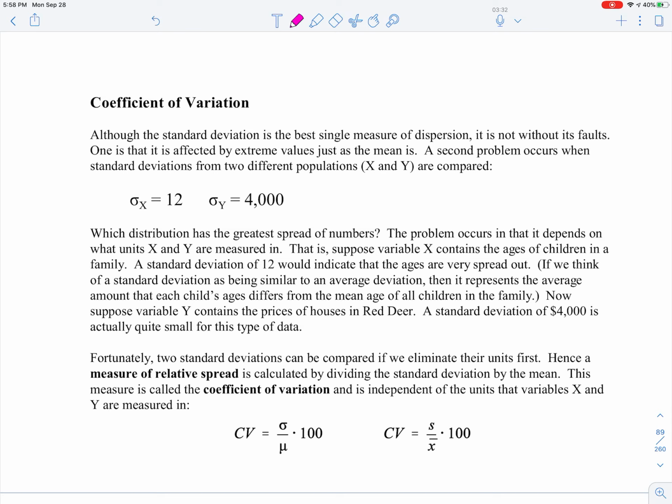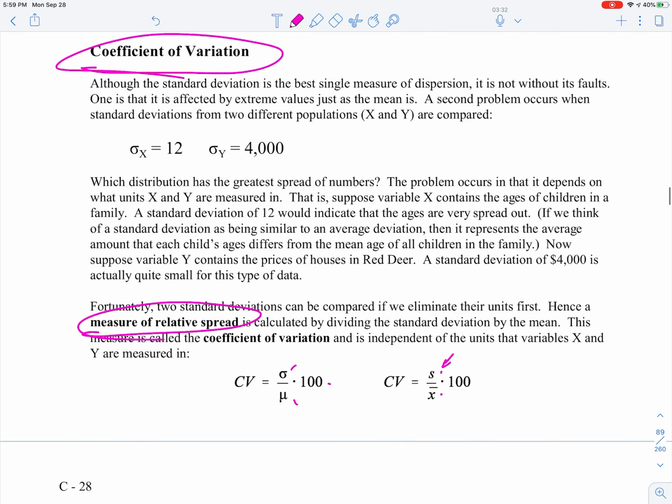Fortunately, two standard deviations can be compared if we eliminate their units first. That's going to give us a measure of relative spread. I want you to remember that term. The measure of relative spread is the coefficient of variation. It's measured like so: you take the standard deviation, divide by the mean, and multiply by 100. If you don't multiply by 100, it doesn't matter; it'll just be expressed as a decimal value. You can think of that as the standard deviation as a percentage of the mean. Or if you're dealing with samples, it would be s divided by x bar. Again, whether you multiply it by 100 or not doesn't really matter.